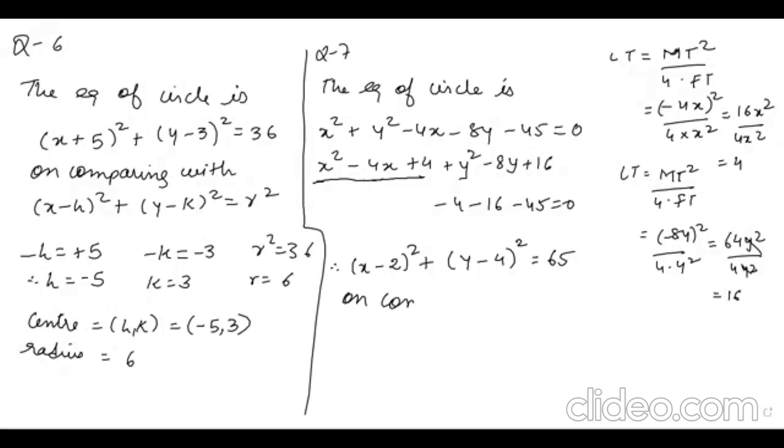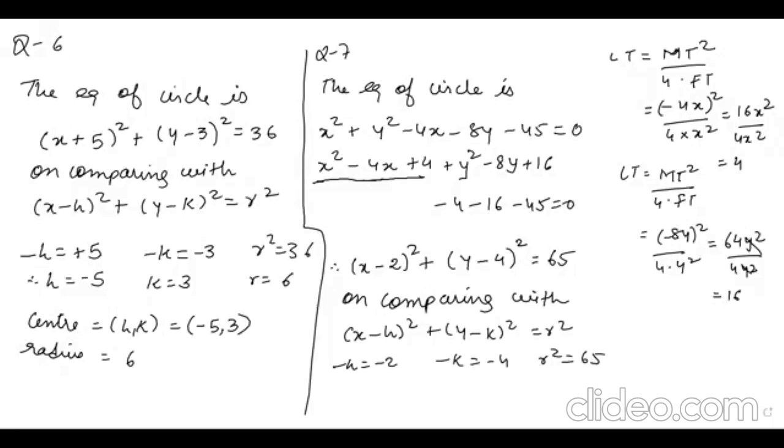Now I am comparing this with x minus h whole square plus y minus k whole square is equal to r square. My minus h is minus 2, minus k is minus 4. r square is 65. So h is 2, k is 4 and r is root 65. So center is h comma k, so it is 2 comma 4, whereas the radius of the circle is root 65.